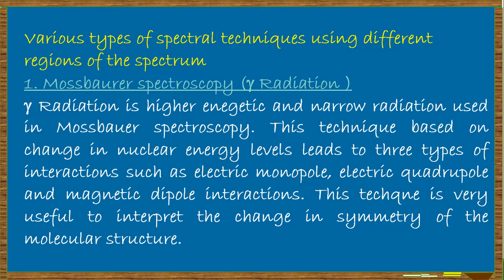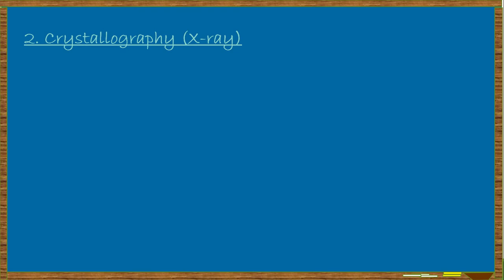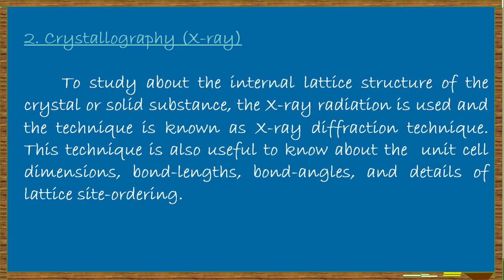It uses gamma radiation. The next one, X-ray radiation, is used in crystallographic studies and crystal structure interpretation. To study the internal lattice structure of a crystal or solid substance, X-ray radiation is used, and the technique is known as X-ray diffraction, XRD. This technique is also useful to know about unit cell dimensions, bond lengths, bond angles, and the details of lattice site ordering. So this is very useful in crystallographic studies.